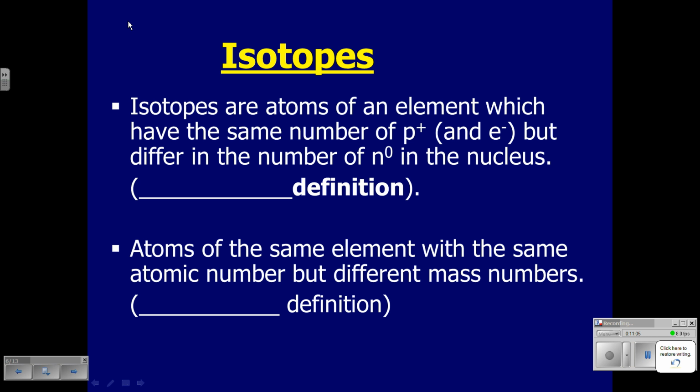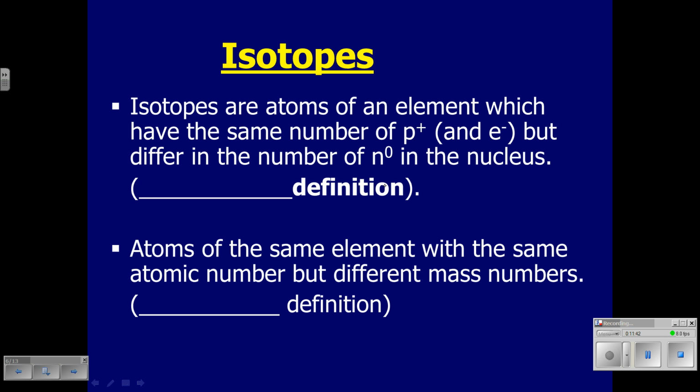So let's write a definition now for this idea of isotopes. Isotopes are atoms of an element which have the same number of protons and electrons if neutral, but different numbers of neutrons in the nucleus. That's one way of thinking of it: same protons, different neutrons. Another way of thinking of it is atoms of the same element that have the same atomic number, but different mass numbers. Now, we've already talked about different types of definitions.